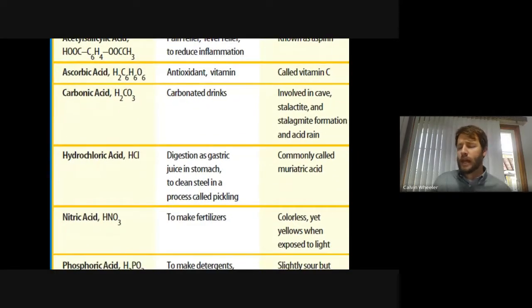Next one is carbonic acid. This is when we take carbon dioxide and we dissolve it in water to make it fizzy, a carbonated drink, if you will. That creates carbonic acid, which lowers the pH slightly. And so soda has carbonic acid. Also, water generally has a certain degree of carbon dioxide in it if it's exposed to carbon dioxide.